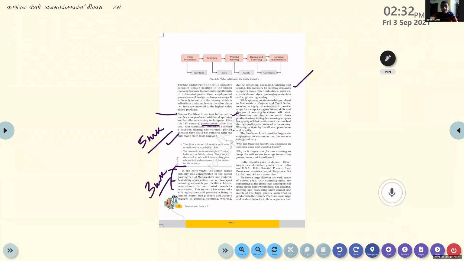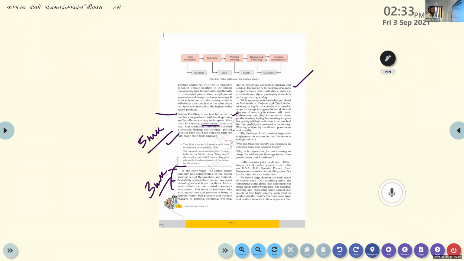Cotton hoodies, what is that, Melvin? Cotton hoodies. Okay, fine. So a number of products are there, so a number of people are engaged in those activities too.